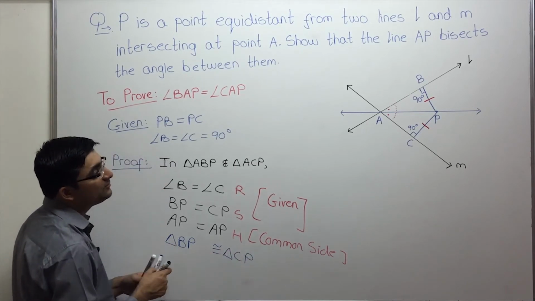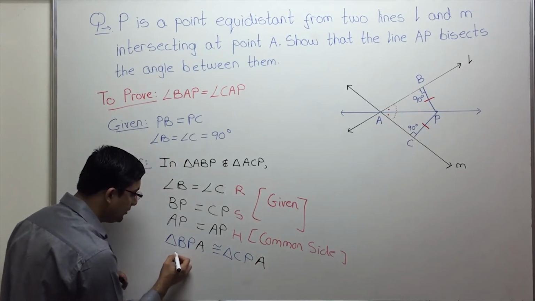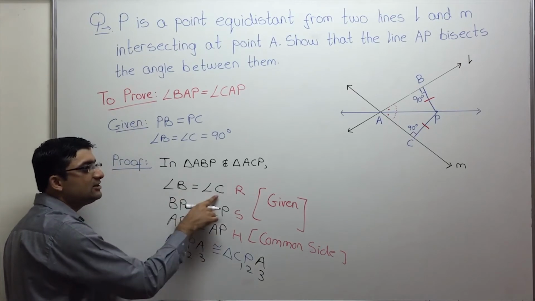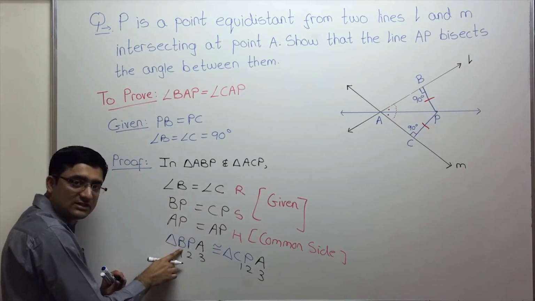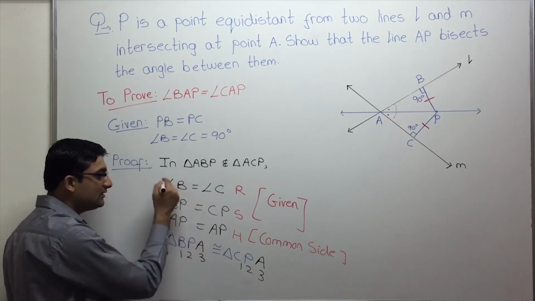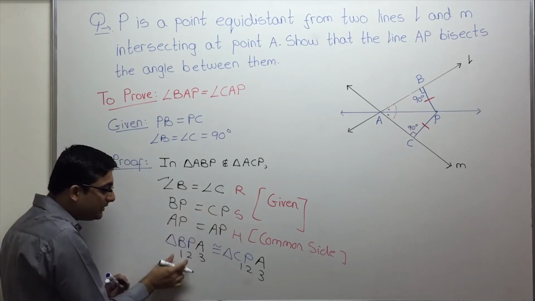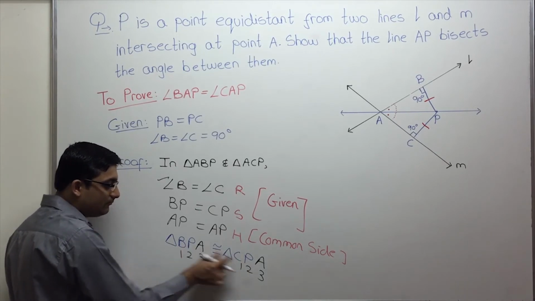Right? Now what is remaining over here? A. What is remaining over here? A. Write down 1, 2, 3 and 1, 2, 3. Now let's check. First of all, angle B should be equal to angle C. Get the angle corresponding to B. B is the first letter here. First letter corresponds to first letter. So B is corresponding to C. Correct. BP should be equal to CP. Get the side corresponding to BP. BP is the first two letters here. This will correspond to the first two letters, CP. BP is equal to CP.